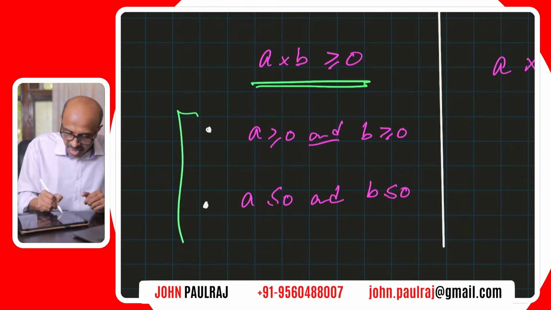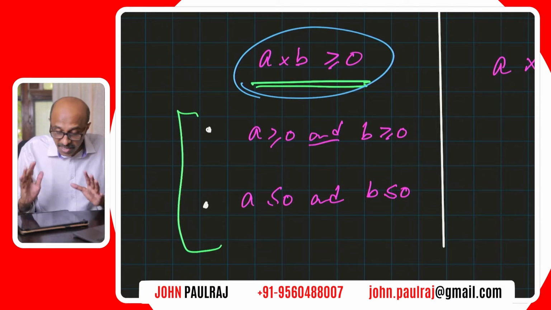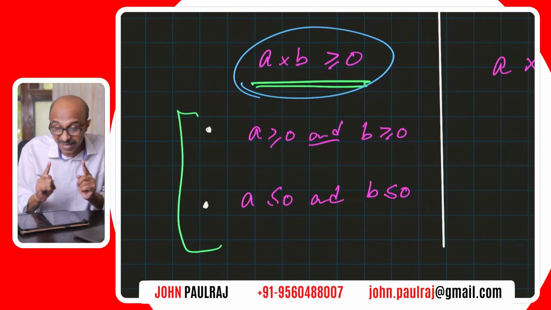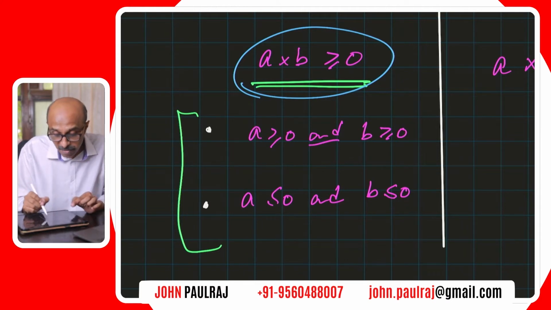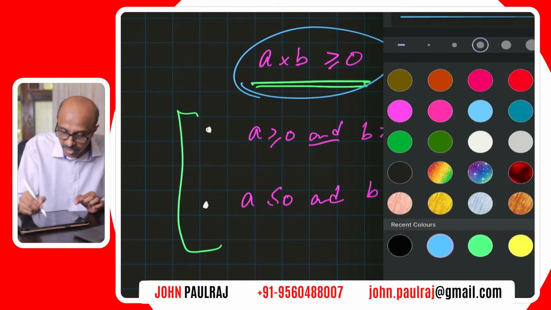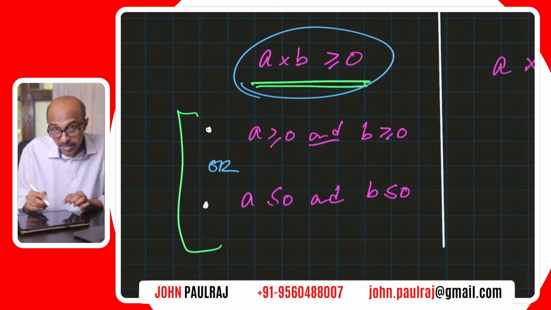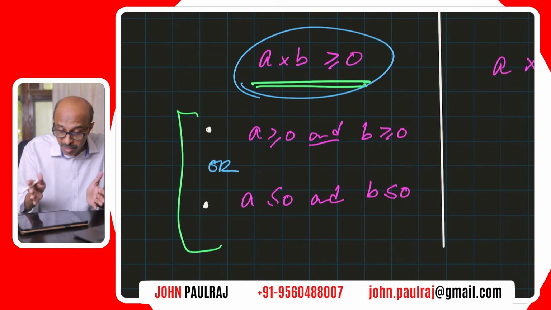So whenever A times B is positive, both of those two terms must have the same sign. Both A and B must be positive, or, this is an or case, both A and B must be negative. That's the algebraic principle when the product of two terms is positive or non-negative, as we say.